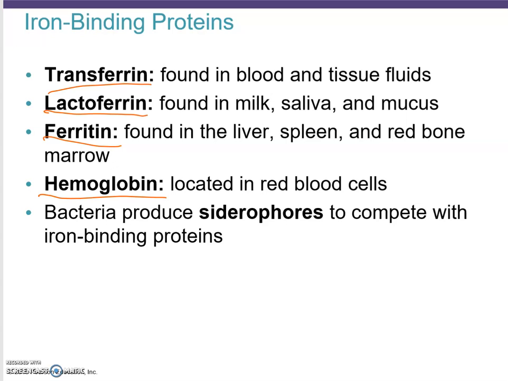So somehow these bacteria need to find a way to rip some of the iron off of the natural sources of iron where it's bound in the human body. And so bacteria, especially pathogenic bacteria, can produce siderophores that will compete with these iron binding proteins and basically rip the iron off the ferritin or the hemoglobin or lactoferrin for their own growth. And of course that is a mechanism of pathogenicity.